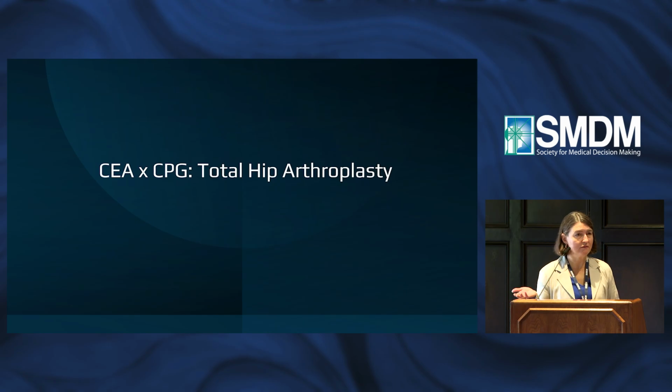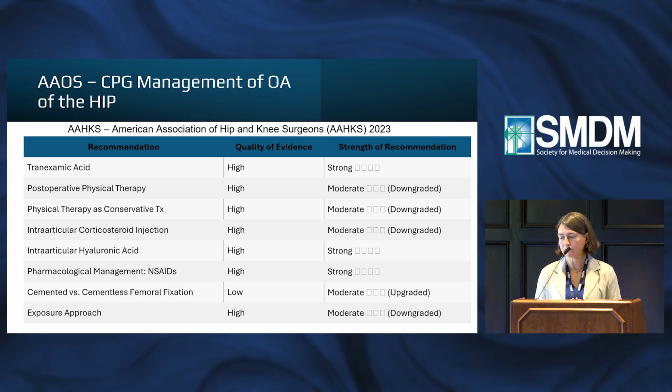So I'm going to give you a case study or an example in total hip arthroplasty. I've been in orthopedic surgery for about 20 years now. First at the University of Washington, now at the University of Utah. And this is one of the best things orthopedic surgeons do and improves quality of life, is total hip arthroplasty. But there's a lot of decisions that go into doing that. So the way they set up their guidelines is kind of the overall management of osteoarthritis of the hip. And they looked at various types.